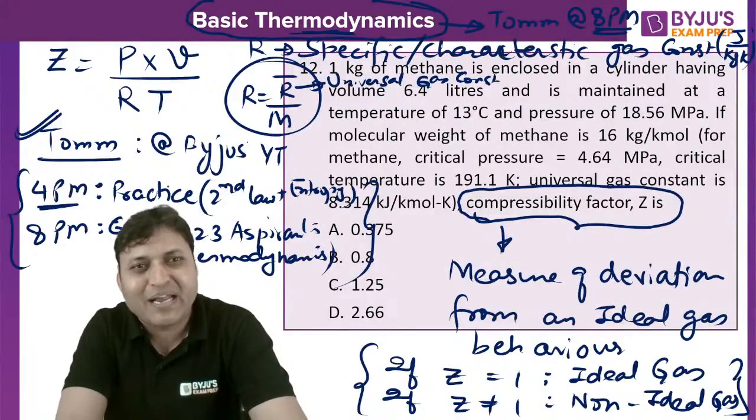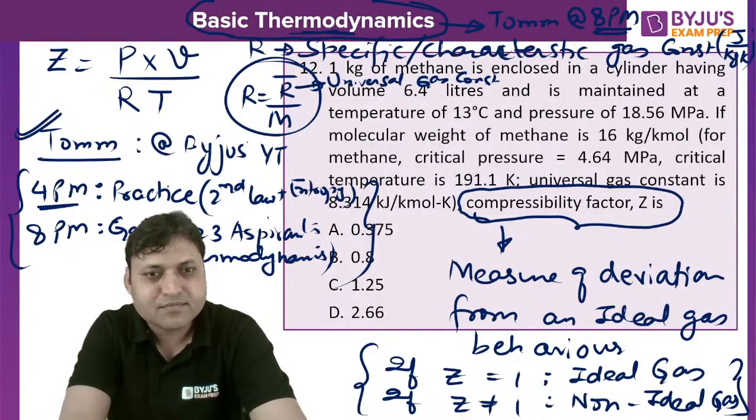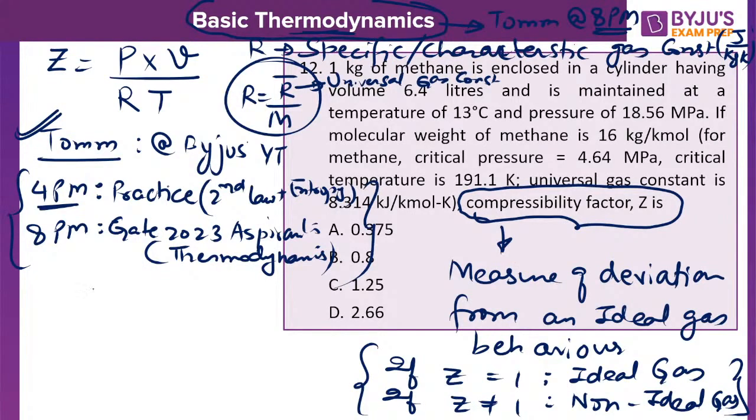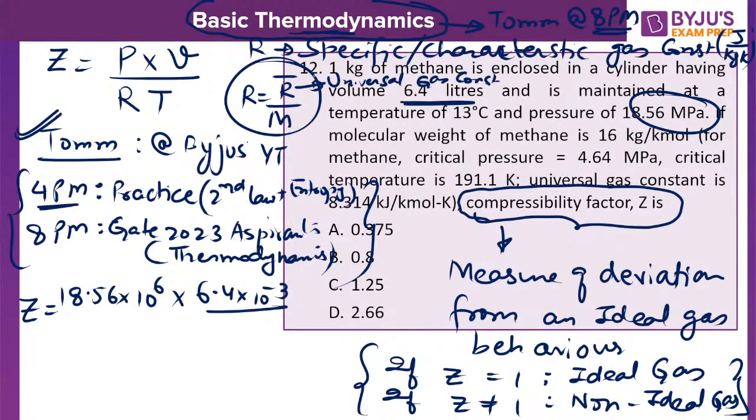So what is the answer to the compressibility factor? You should take care of the units. Put all the parameters in their SI units. The pressure is 18.56 megapascal, 18.56 into 10 to the power 6 pascal. Then specific volume. What is the specific volume? Volume per unit mass. And what is the volume? Volume is 6.4 liter. So in terms of meter cube, 6.4 into 10 to the power minus 3. And per unit mass, it is 1 kg. That is the numerator.